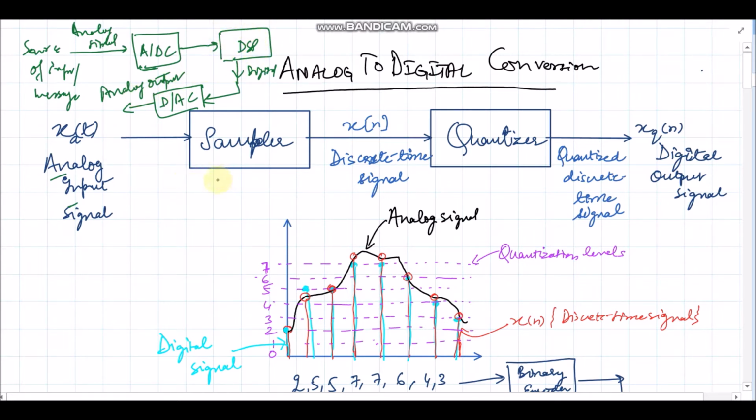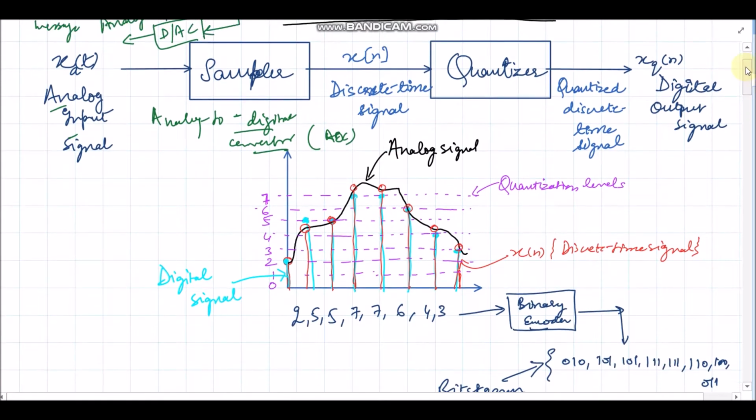This is the block diagram of the analog to digital converter. Shortly we can write it as ADC. So this analog to digital converter consists of a sampler and a quantizer. These are the two main components of the analog to digital converter. It accepts an analog input signal. The sampler converts the analog input signal xa(t) into a discrete time signal x(n).